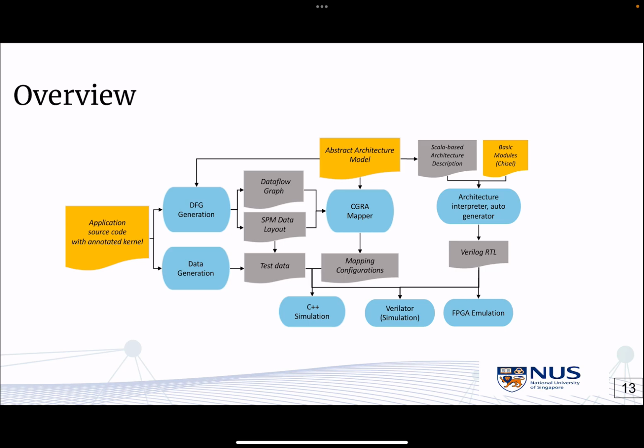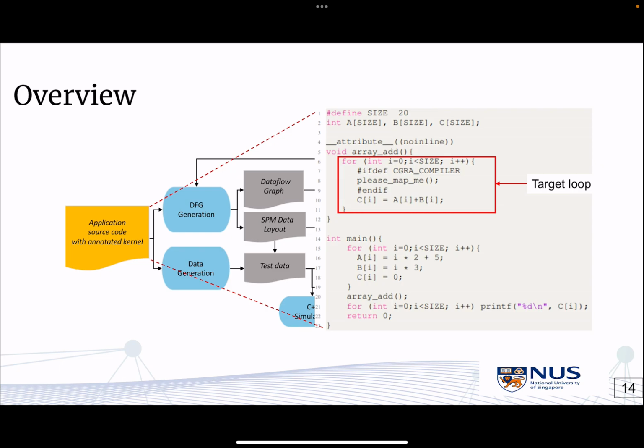There are three main inputs, as I mentioned. The first one is the application source code with the annotated kernel. Here we have a loop kernel, which basically adds two arrays and stores the result in another array. We use this annotation string in Morpher to mark the target loop kernel.